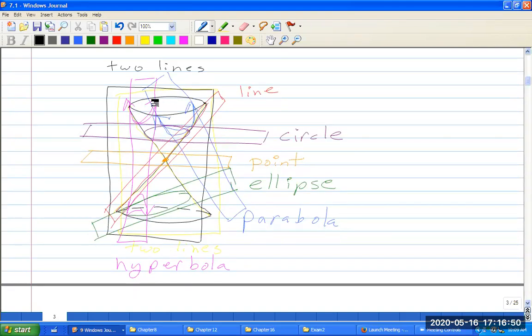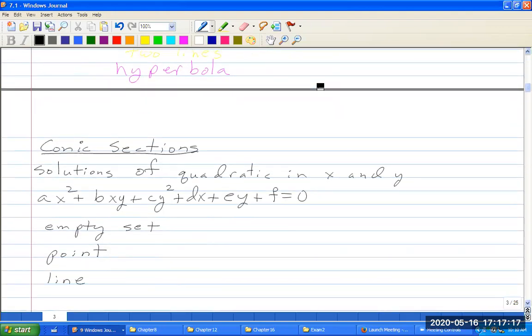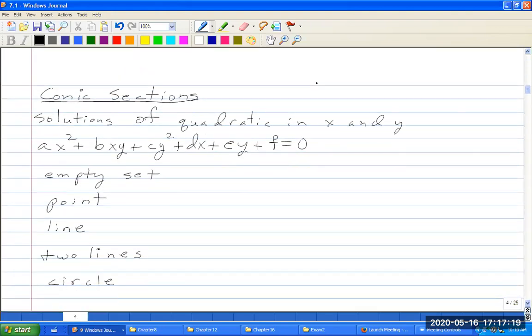And so intersecting this cone with these planes gives us these conic sections. And of course if you slice it where it doesn't intersect at all, then that's the empty set. So that is the conic sections, both the degenerate and non-degenerate ones. In this chapter, we'll be looking at the non-degenerate conics.